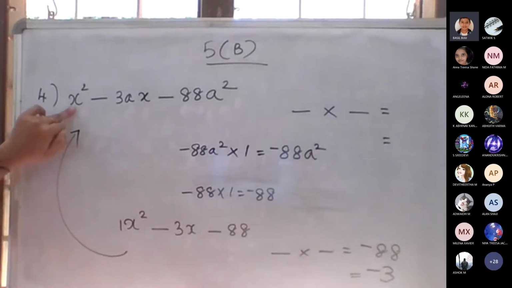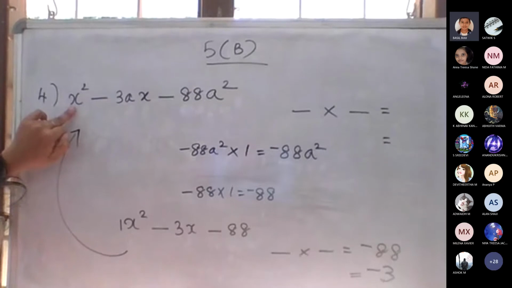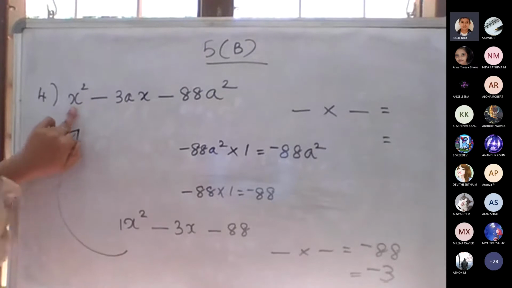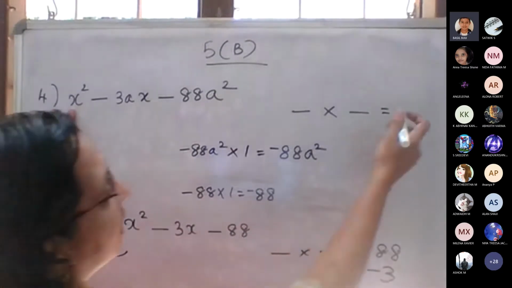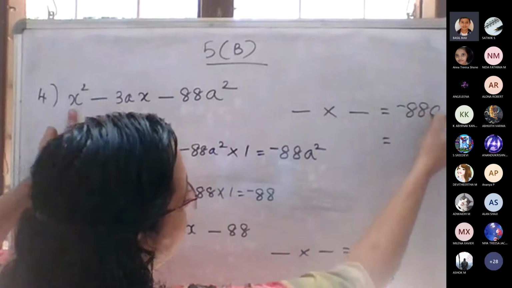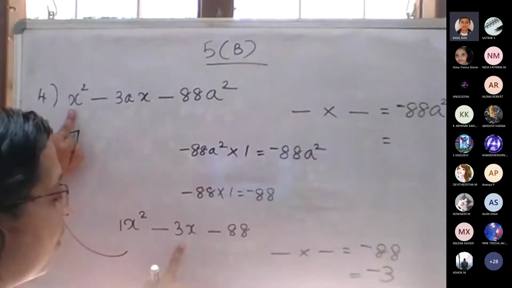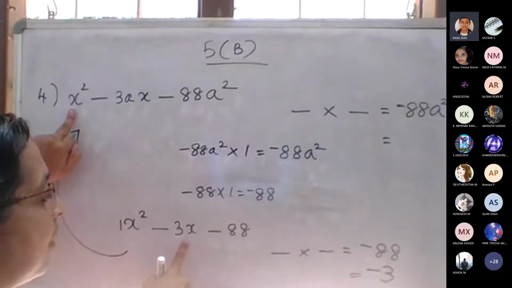Is it clear? Yes, ma'am. Okay, can I continue? Yes, ma'am. Okay, so dash into dash we should get negative 88a square. So that problem is finished. Then next, the middle term is negative 3.